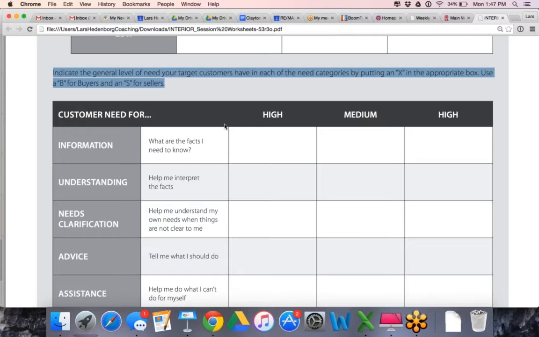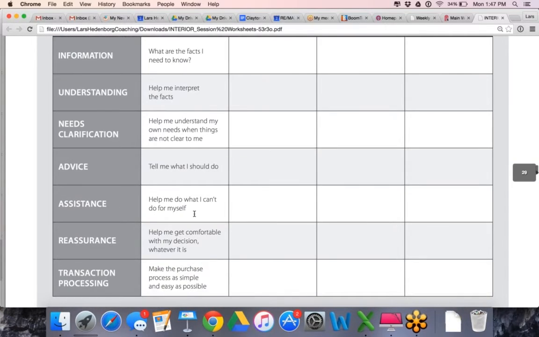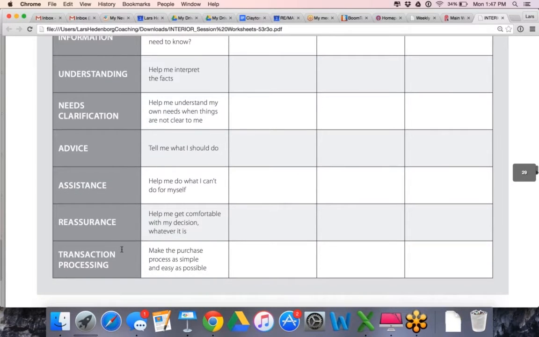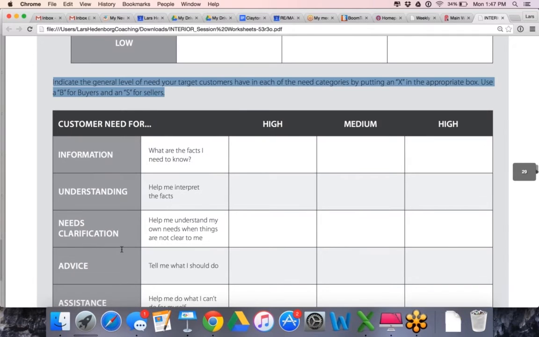I don't know. I would think for buyers, I don't think they have a need for as much information. There are other things like reassurance and those types of things, and maybe transaction processing if they're a first-time buyer. For sellers, I do think, what are the facts? I think that's higher for sellers. So I'd put a buyer at medium, low over here, and a seller in the high.